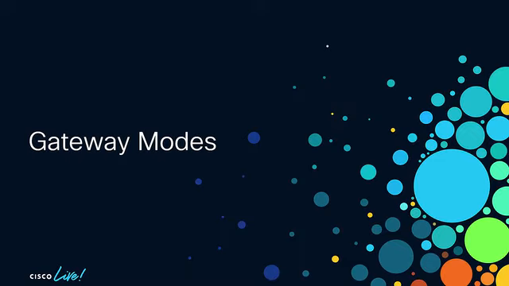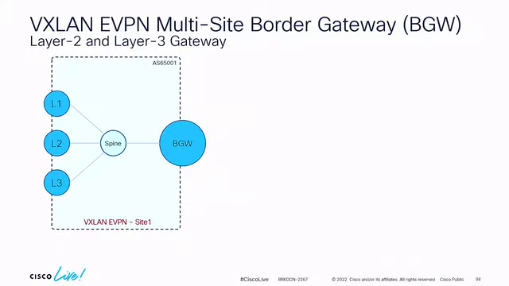We have another thing which we can do. We call them gateway modes. So let's see a little bit differently built fabric. You see my leaves. You see my spines. I think I'm trying to go back up here. You see my leaves here. You see my spine. You see my border gateway.